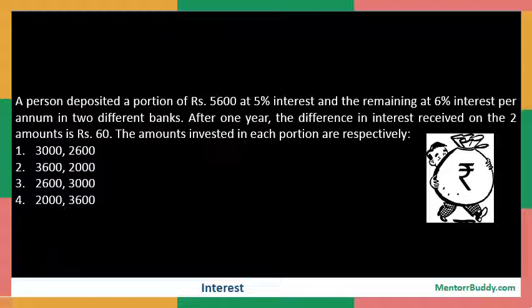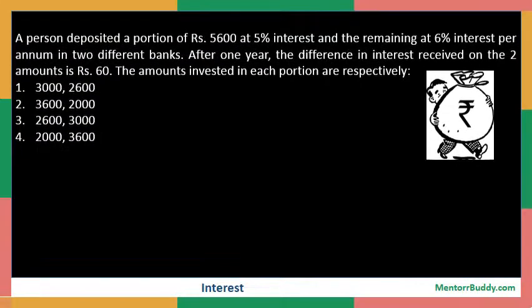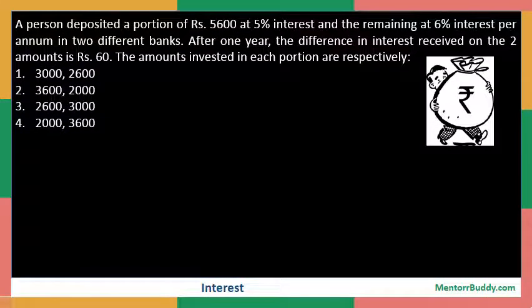So the question is talking about investment made in two different banks, whereas the total amount which was invested is still a constant value, that is rupees 5600. So this amount was invested in two different banks. In one of the banks, the rate of interest was 5% per annum, and in the other bank it was 6% per annum.